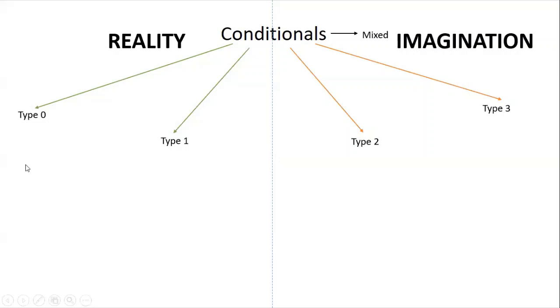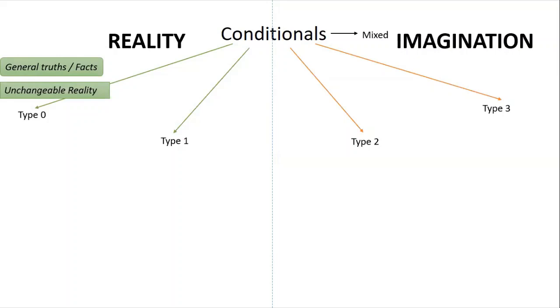Good. When we speak about reality, then we have conditional type 0. And guys, what do we use conditional type 0 for? Can you tell me? General situations, facts. Great, right? We use them to speak about situations that are truth, right? General truth or facts. Good. I also told you that we use it for unchangeable reality, like something that you cannot change. I mean, if it's true, it's true. If it's false, it's false, but it's always going to be a fact. It's not going to be changeable, right?